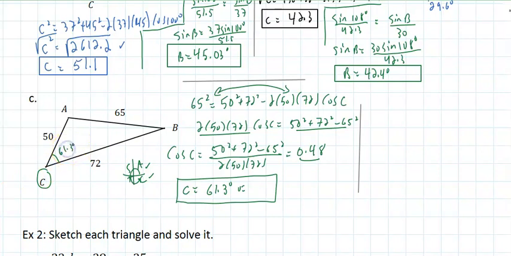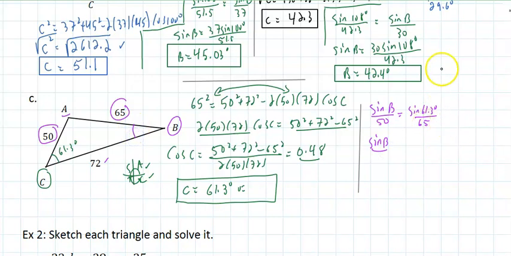Once I figure out that this is 61.3 degrees, if I want to use the law of sine, I suggest you find angle B. Because if you find A, which is the biggest, you could have that issue. So I'll play it safe and say the sine of B over 50 equals the sine of 61.3 degrees over 65. And the reason this is safe, since 50 is smaller than 65, this angle has to be smaller than 61.3. It can't be the two cases. So I try to avoid the two cases all the time.